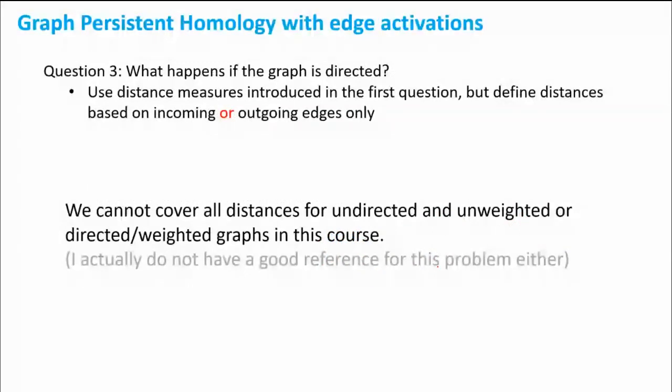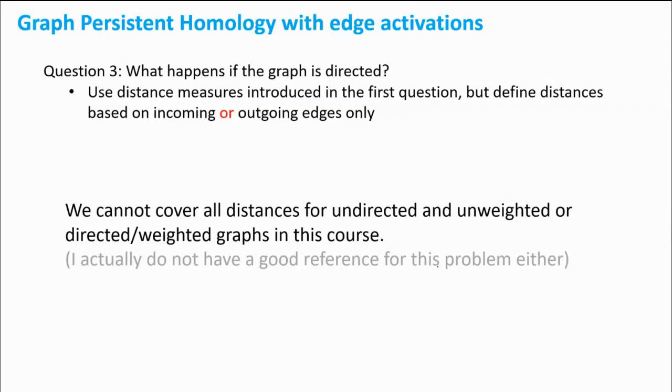The third question is, what happens if the graph is directed? So far, we have only seen undirected graphs that can be weighted or unweighted. But what happens if the graph itself is directed? We can use the distance measures introduced in the first question, but we only focus on one type of edge. For example, we can define distances based on incoming edges or outgoing edges. In our research work, usually we ignore the edge direction and we consider the directed graph as undirected. Of course, it is a simplification, but in most cases, it works well.